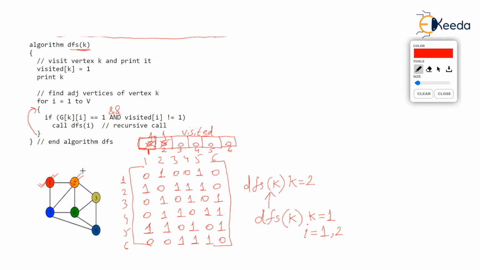As k is 2, you are checking the neighbors of k, and you will just see the second row and all the columns in the second row. Wherever you have 1, in whichever column you have 1, that column number gives you the vertex which is adjacent. So who are adjacent to the second vertex? It is the first, then third, then fourth and fifth vertex.